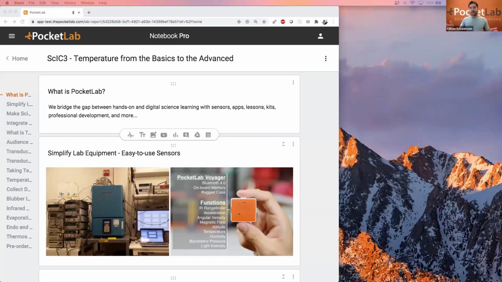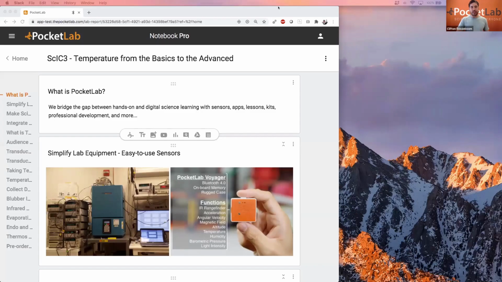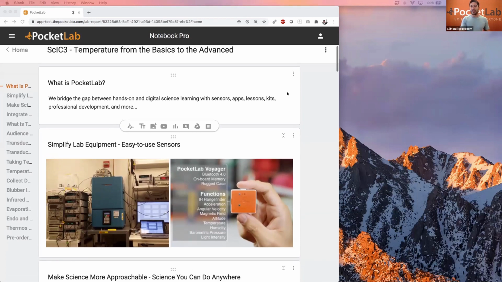I am going to talk to you guys today about two subjects: what is PocketLab, and then details about one of my favorite topics, which is temperature and temperature sensors. I don't know if other people get fired up about it, but I spent a PhD learning about it, so it's near and dear to my heart. So let's start with the basics about what is PocketLab.